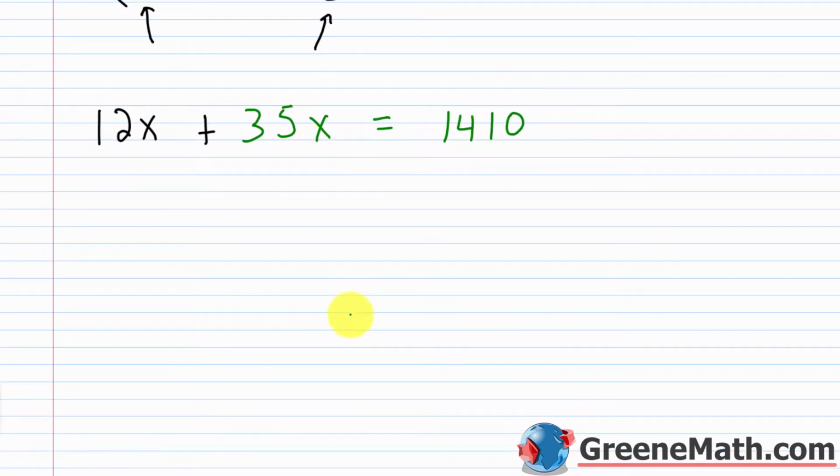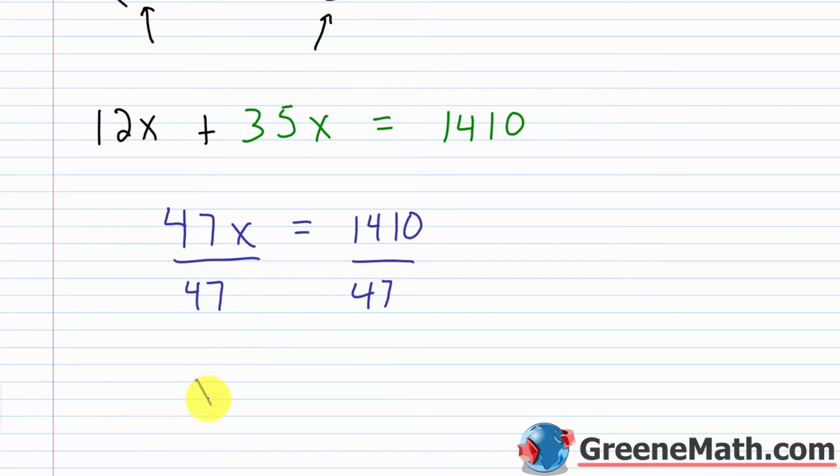The first thing I notice now is that I don't have any fractions anymore, so I just solve it as I normally would. 12x plus 35x would give me 47x. This is equal to 1,410. Divide both sides of the equation by 47, and I will get that x is equal to 30.